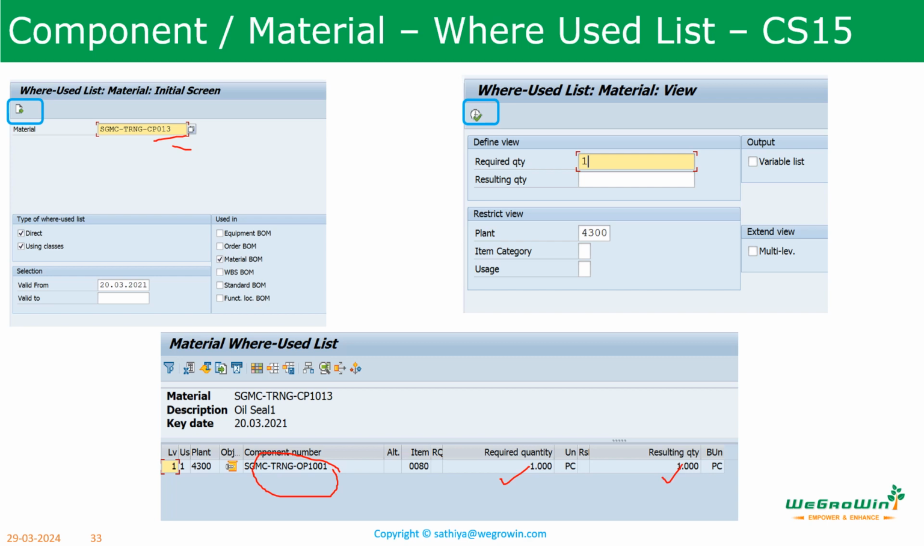This is very useful in analyzing any issues with respect to procurement, any quantity exceptions. For those kinds of things, this will be very helpful. Also, if there is a sudden increase in the price of one particular component, what is the impact of the price of this component on various products? We can use this report.